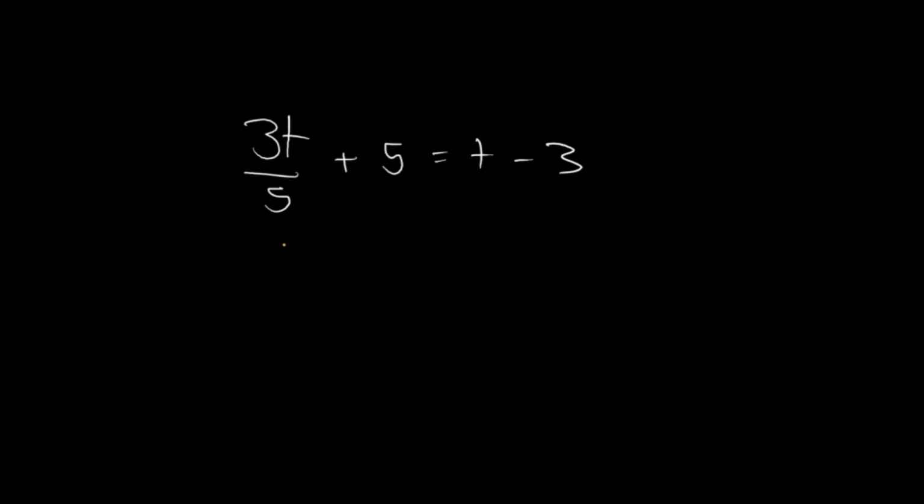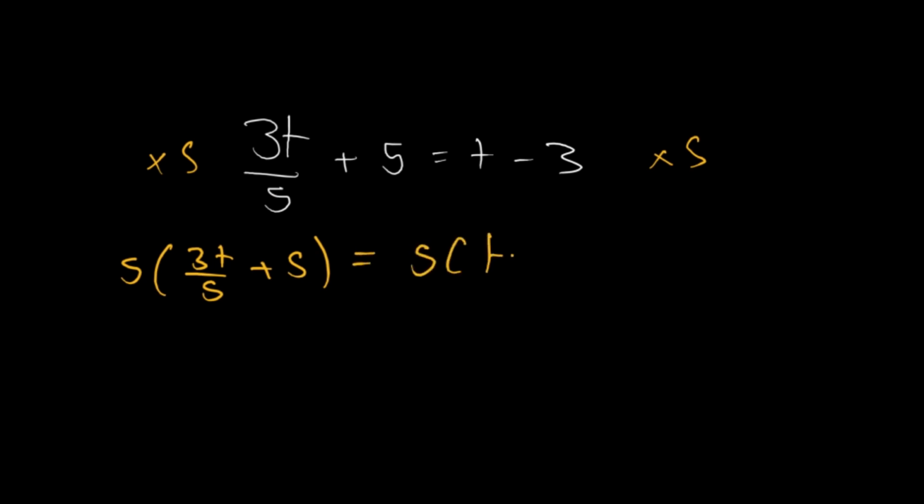Now for this one, what we're going to do is times both sides by 5 to get rid of this denominator. So 5 times 3t over 5 plus 5. Remember, it's 5 times everything on the left side of the equation and everything on the right side of the equation. So you multiply everything, not just the fraction. Equals 5 times t minus 3.